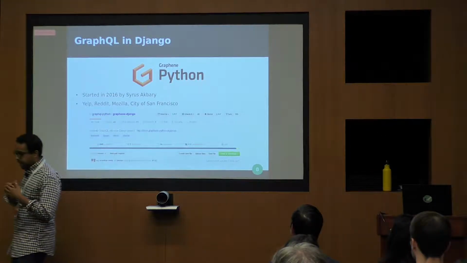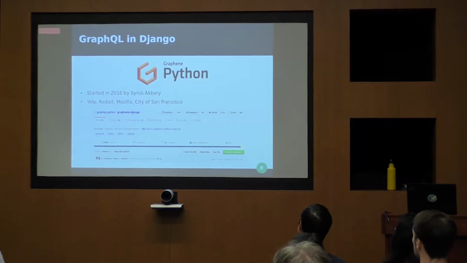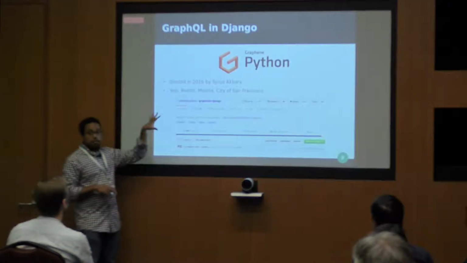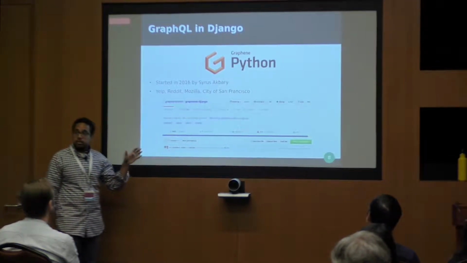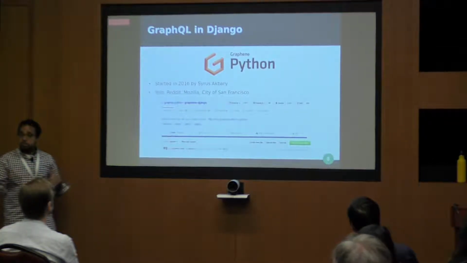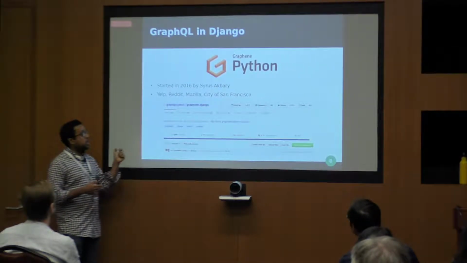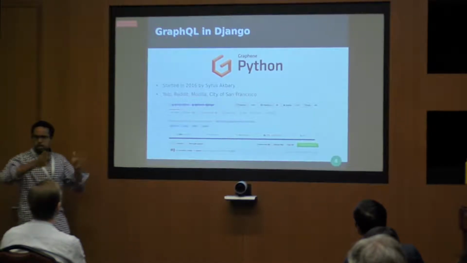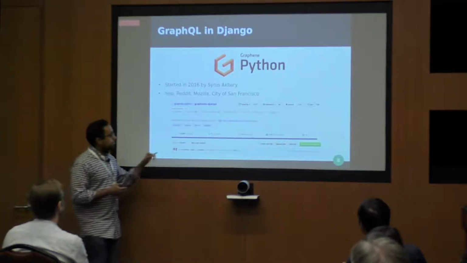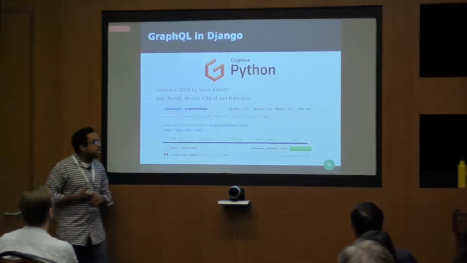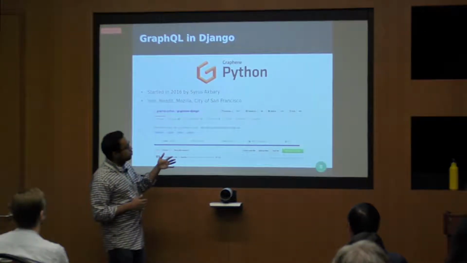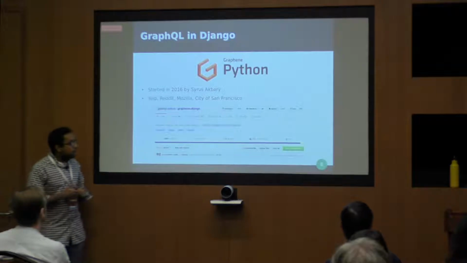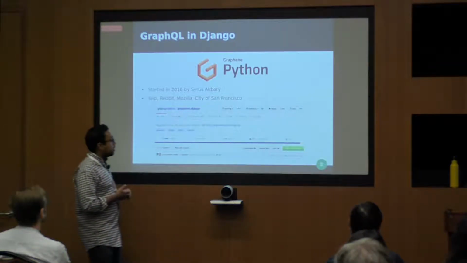So if you are building a web app in the Django world that you want to implement the GraphQL spec, you will be using Graphene. Graphene was started in 2016 by a guy named Cyrus, who has since moved on. It is used by Yelp, Reddit, Mozilla, and as of recently, the city of San Francisco for a small app, not their main app. Specifically, you'll be using the Graphene Django package. This has about 2,200 stars, so a lot less usage than Django REST framework, but it hasn't been around as long.